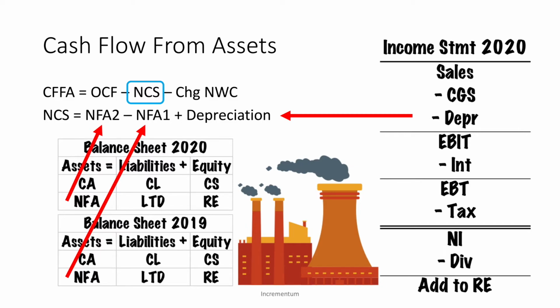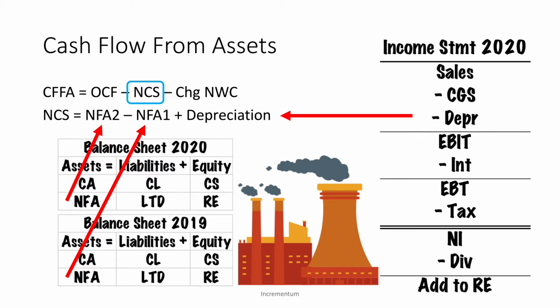The reason we add depreciation back in here is because if we look at net fixed assets for 2020, or net fixed assets at the end of the year, remember that net fixed assets is gross fixed assets in 2020 minus accumulated depreciation from 2020 back. So this would be accumulated depreciation in 2020, depreciation in 2019, depreciation in 2018, depreciation in 2017, and so on.